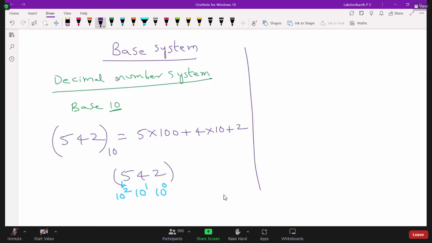Let us say for example we take 2345. What are the place values of this number? This is 10 power 0, this is 10 power 1, this is 10 square, and this is 10 power 3. So this 2345 can be written as 2 times 10 power 3 plus 3 times 10 square plus 4 times 10 power 1 plus 5. So this is how we can write it, right?